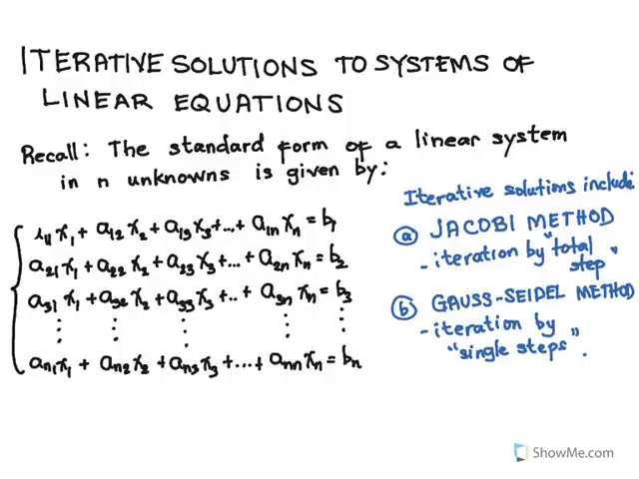In this video, we will discuss the iterative solutions to linear equations, systems of linear equations. Recall that the standard form of a linear system in n unknowns is given by this form below. So you have here a11x1 plus a12x2 plus a13x3 and so on up to a1n xn equals b sub 1 and so on.